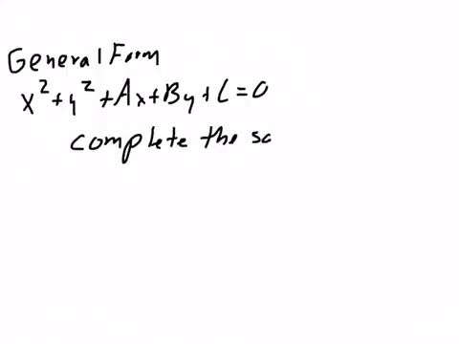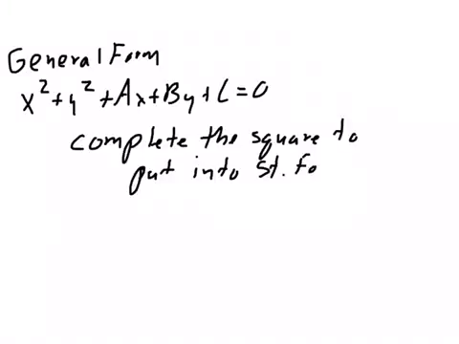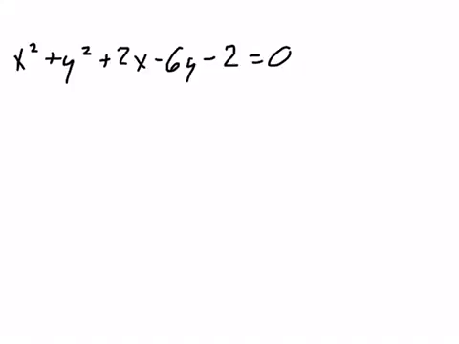Complete the square to put it into the standard form. So let's look at that. Let's remember how to do completing the square. Let's take the equation x squared plus y squared plus 2x minus 6y minus 2 equals 0. Remember the standard form: x plus or minus something in parentheses squared plus y plus or minus something in parentheses squared equals our r squared. We're really curious about these two values, the center point and then the radius.